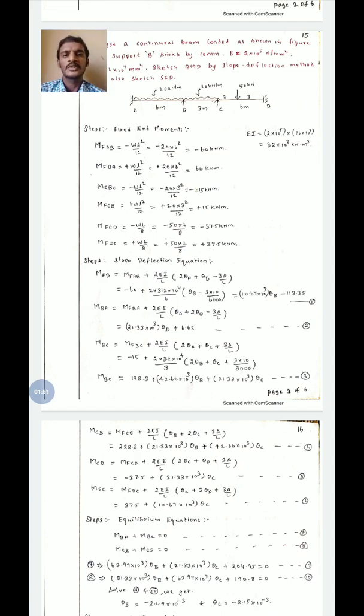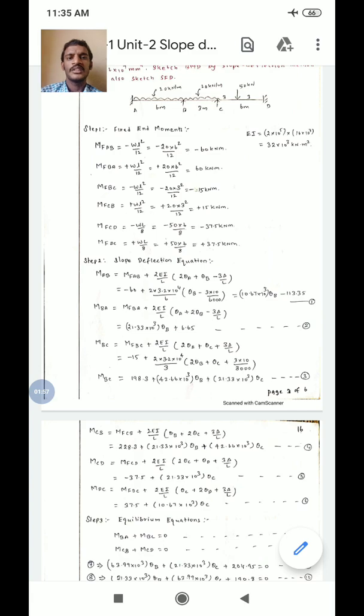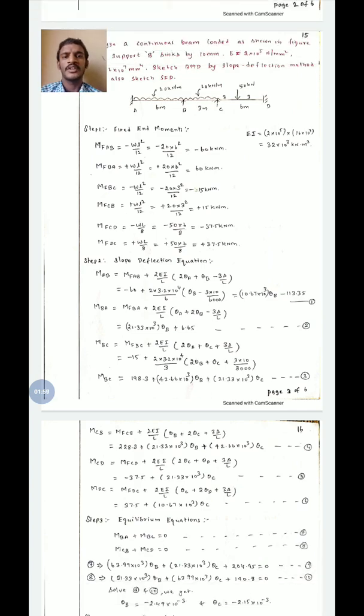E value is given as 2 into 10 power 5 and I value is given as 16 into 10 power 7. While multiplying that we will get 32 into 10 power 12 Newton mm squared. We have to convert that Newton mm squared into kilonewton meter square. Converting Newton mm squared into kilonewton meter square, we have to multiply by 10 power minus 9. Finally, we will get EI as 32 into 10 power 3 kilonewton meter square.